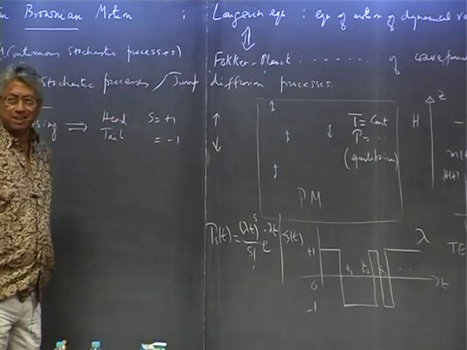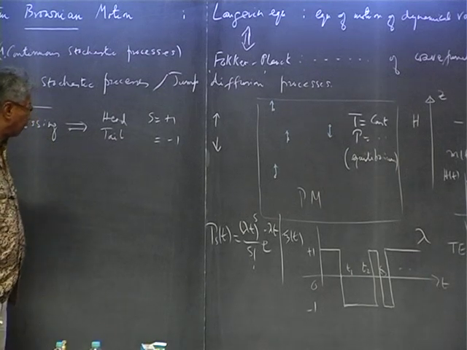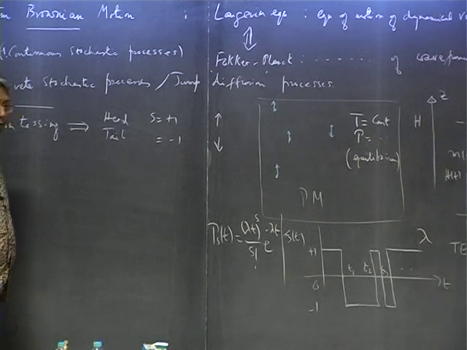Anyway, so this is called the telegraph process. It's a two-state jump Markov process. And so this is what we are doing, a very simple problem.